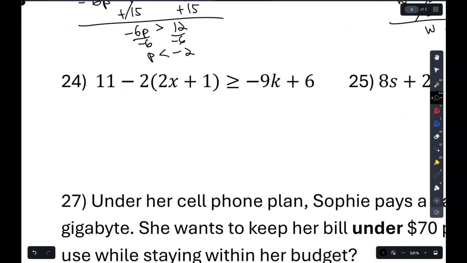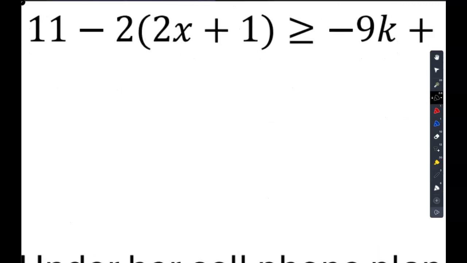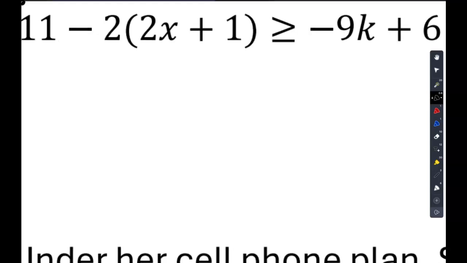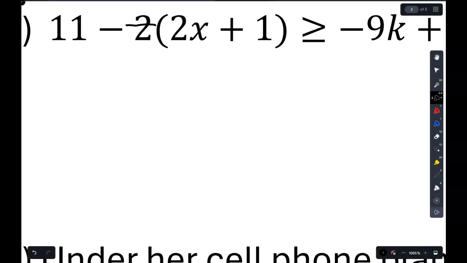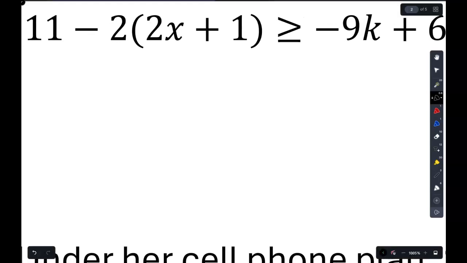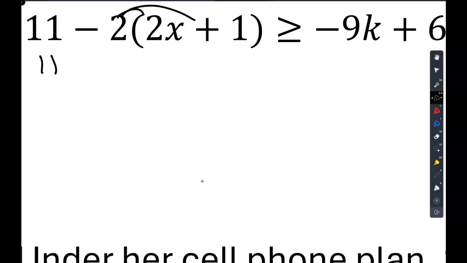Okay, so I'm going to zoom in here as far as I can, and try to solve this one. All right, so here we go. First I'm going to distribute this -2. So I'm going to have 11. Negative times a positive is a negative. 2 times 2 is 4. Negative times a positive, oh, put the x. Negative times a positive is a negative. 2 times 1 is 2. Greater than or equal to, and everything else I'm just going to rewrite.